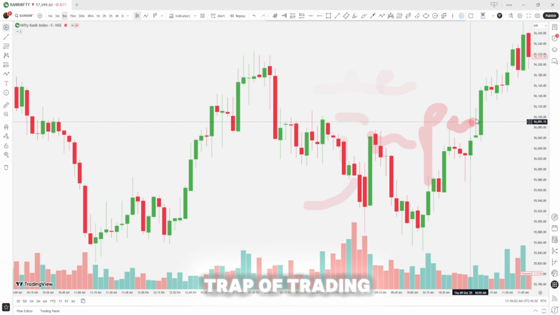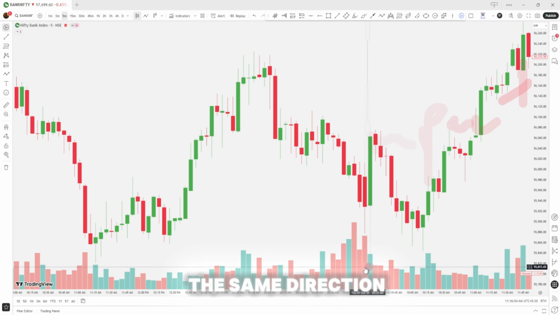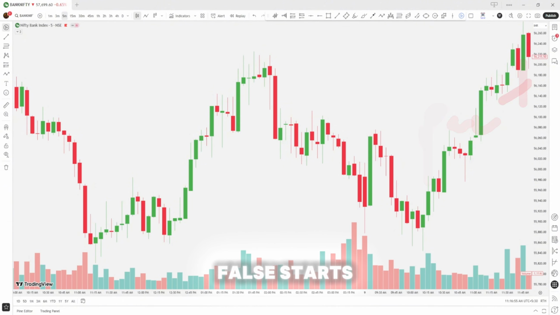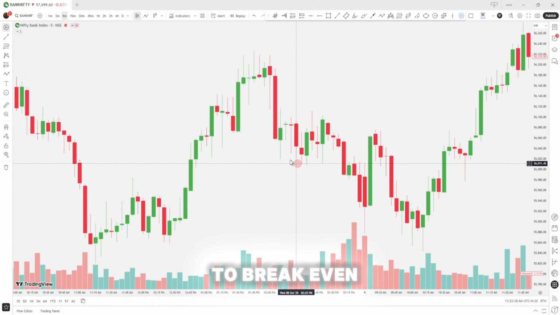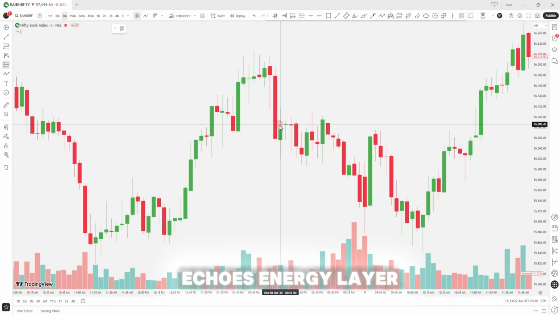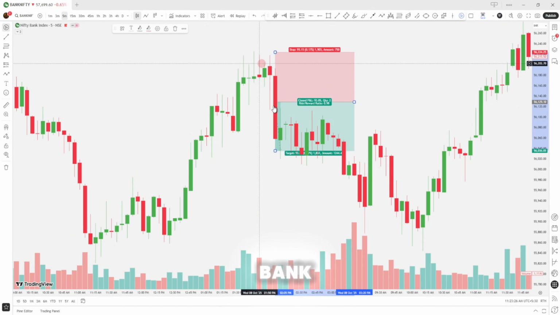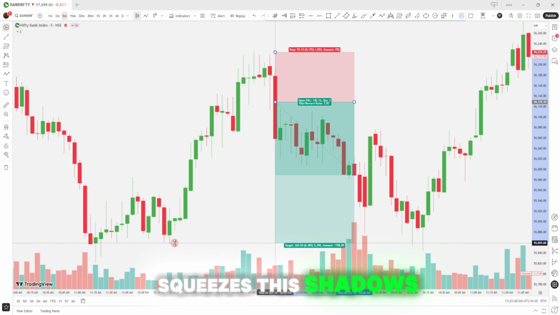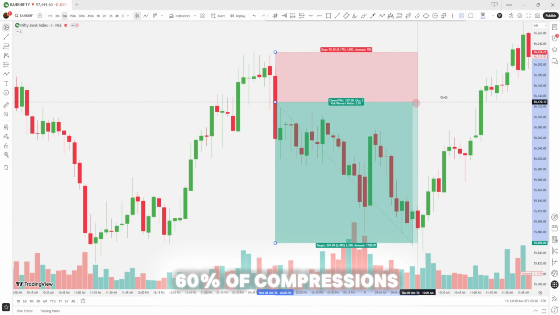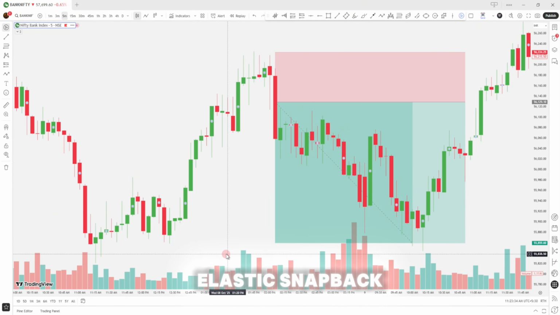Avoid the trap of trading every probe, wait for shadow alignment, 2 in the same direction, or you'll echo false starts. Manage by trailing to break even after 1, locking in the echo's energy. Layer with momentum echoes for confluence, boosting expectancy in Bank Nifty's lunch hour squeezes. This shadows 60% of compressions into clean runners, exploiting the market's elastic snapback.